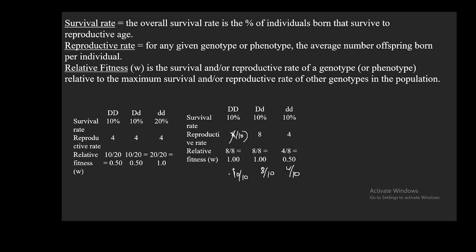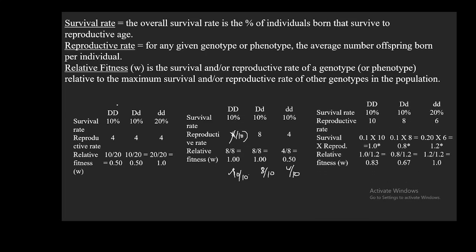I take the reproductive rate for this particular genotype, and then the maximum number. If you compare 10, 8 and 4, you will see 10 is the higher value in comparison to 8 and 4, and therefore we divide by the maximum number. That is what the definition says: survival and/or reproductive rate relative to the maximum. So the maximum survival here is 20%, or the maximum reproductive rate here is 10. Like this, we can calculate relative fitness.